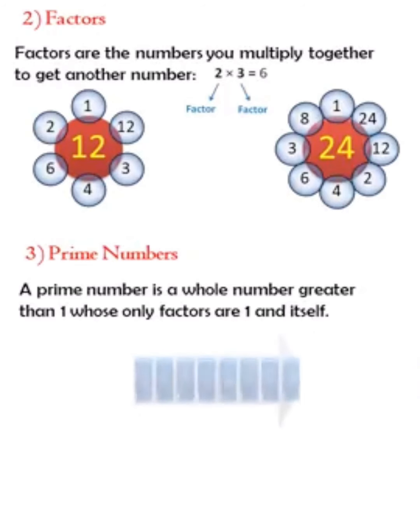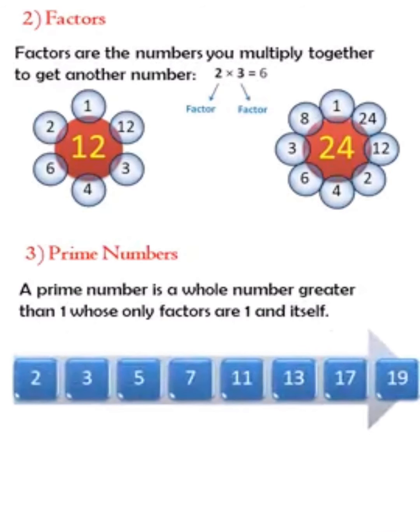Like what? Like 2. What by what gives me 2? 1 by 2. Are there any other factors? No. There is 1 by 2 only. Okay, like 3. 1 by 3. Are there any other factors that give me 3? No. 1 by 3.